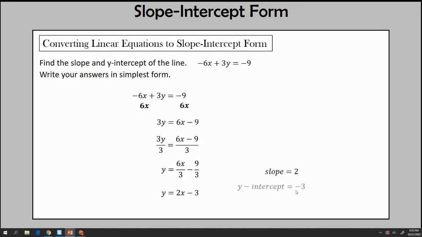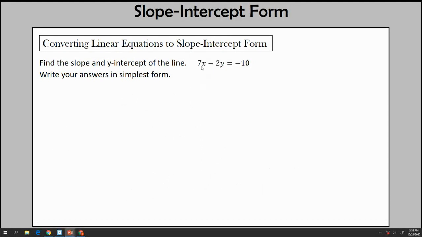So my slope is 2. My y-intercept is negative 3. So that's working that process, being able to solve an equation for y. Another one here. So I've got 7x minus 2y equals negative 10.